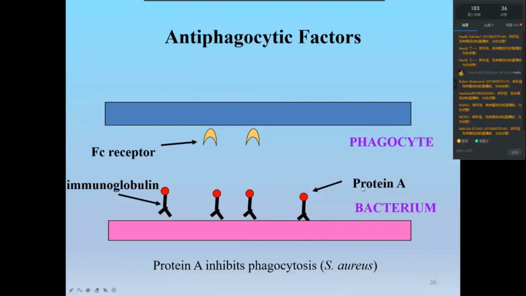But the protein A produced by Staphylococcus, that's the species called Staphylococcus aureus, which can produce protein A, and protein A can bind to the Fc region of antibodies, the red one. It binds to the Fc region so that it blocks the interaction between the receptor and the Fc region, so that it inhibits phagocytosis and carries out the anti-phagocytic effect. So this is a different virulence factor.